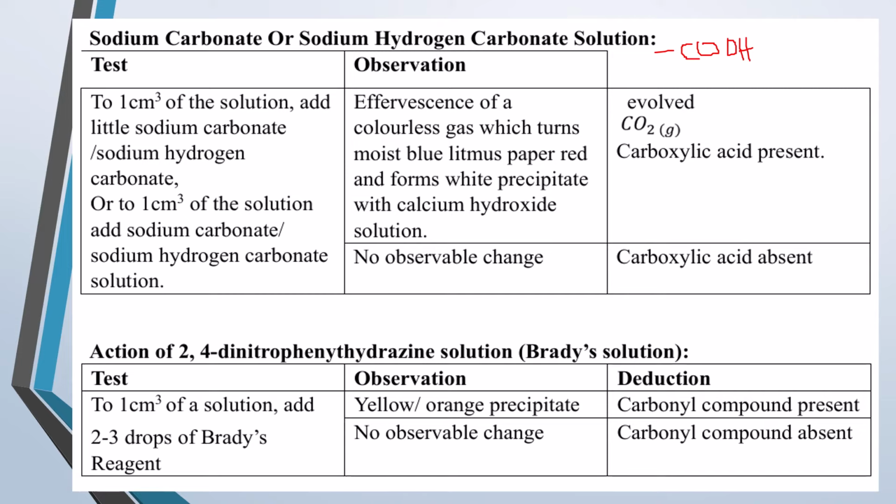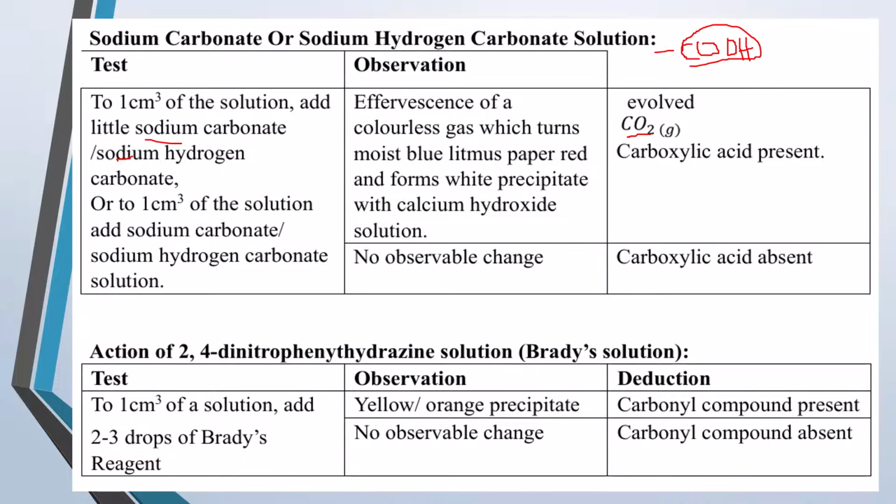So first, the instructions are going to be clear. You add a given volume of sodium carbonate solution or sodium hydrogen carbonate solution. They both function the same way. If there is a carboxyl group, the carbonate or hydrogen carbonate reacts with it, and we give off carbon dioxide gas. So you expect to see either bubbles of a colorless gas or effervescence of a colorless gas.